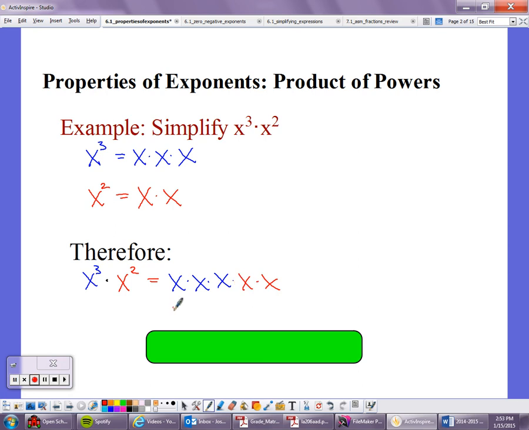Here we have x cubed, and over here we have x squared, and all we're doing is multiplying the two of them together. So what do we end up with now? X times x times x times x times x, or x times itself 1, 2, 3, 4, 5 times, which is x to the fifth. Well, what did we do then? We started out with x cubed and x squared, multiplied them together, and we end up with x to the fifth. How do we go from 3 and 2 to 5?